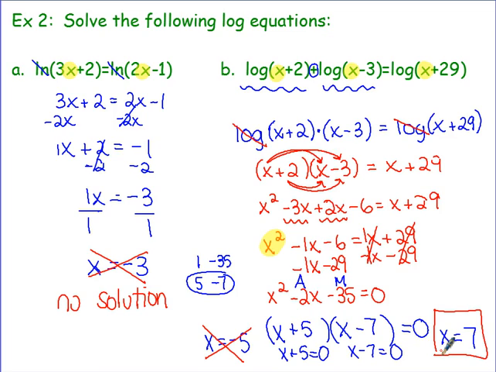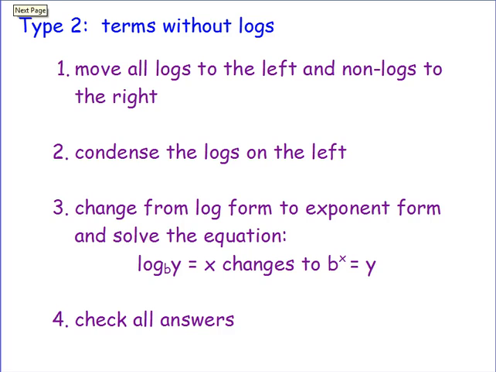So far, we've looked at type 1 equations. Now we're going to look at type 2 equations. Now type 2 equations, what makes these different is there are terms without logs. In other words, you're going to have extra whole numbers floating around in your problem. So step number 1, move all of your logs to the left side of the equation and all of your non-logs, in other words, all of your whole numbers, to the right.